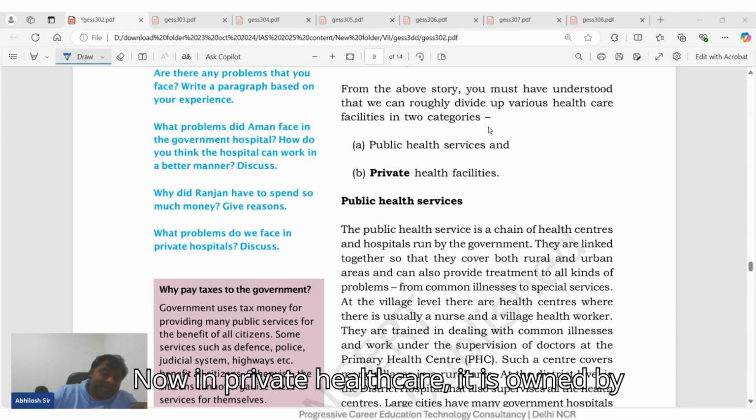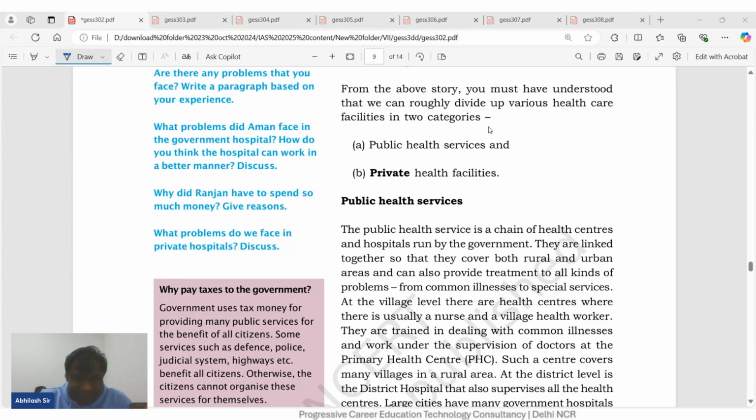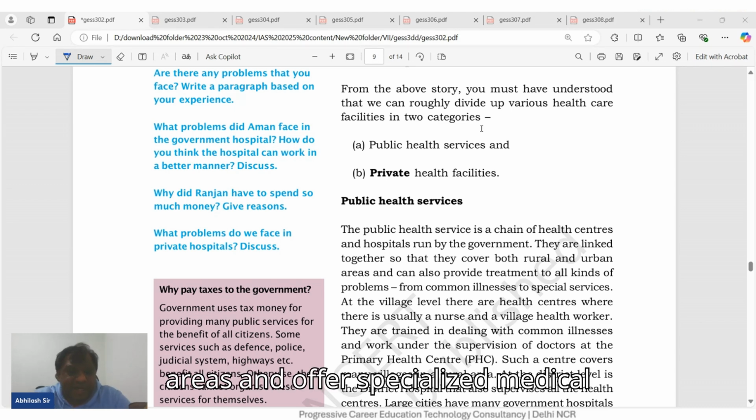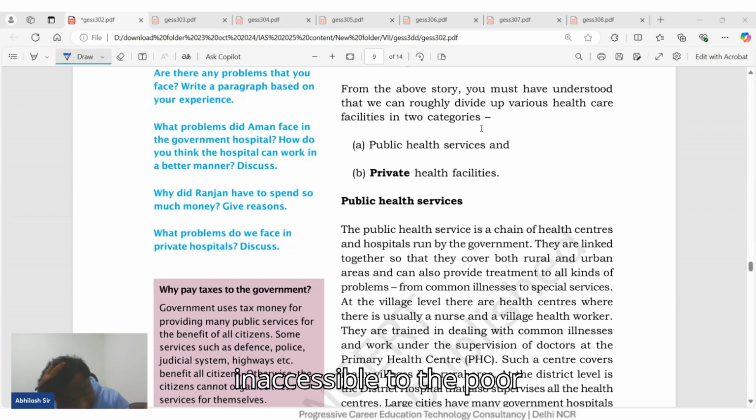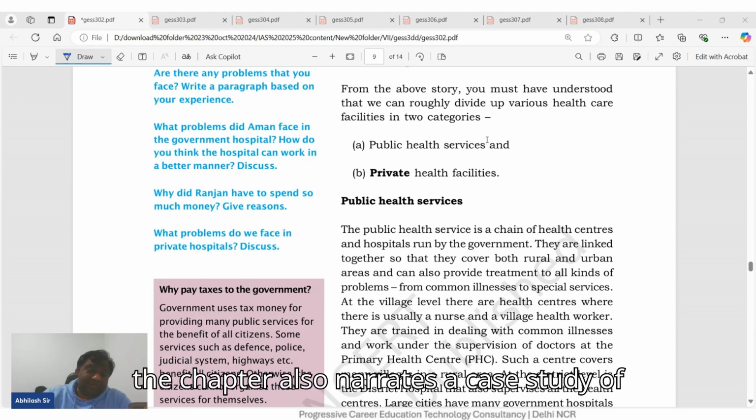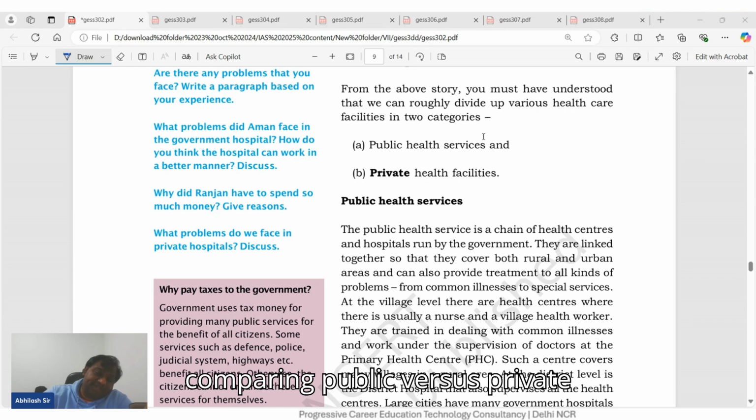Now, private healthcare is owned by private persons and is provided at a cost. These facilities are more prevalent in urban areas and offer specialized medical services. They are known for their better infrastructure, shorter waiting times, and advanced medical equipment, but are expensive. The high cost is why it is inaccessible to the poor, and lack of regulation can also result in varying standards of care. The chapter also narrates a case study comparing public versus private healthcare.